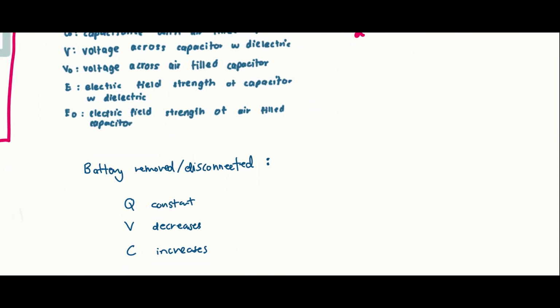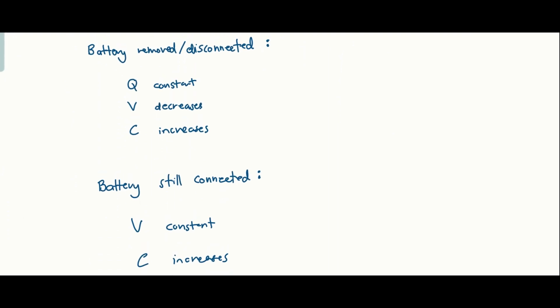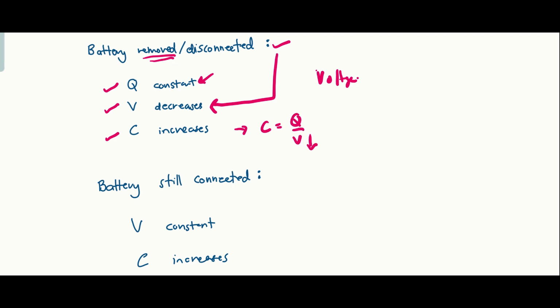Then you also have a few cases. Sometimes a question asks, when the battery is removed from the circuit or disconnected, what happens to the charge, voltage, and capacitance? Hopefully you can recall that the battery supplies voltage. When you remove the battery, the voltage decreases, but the charge is still there, so it is constant. Based on the equation C equals Q over V, as V decreases, capacitance increases. So that's for the case of battery disconnected.